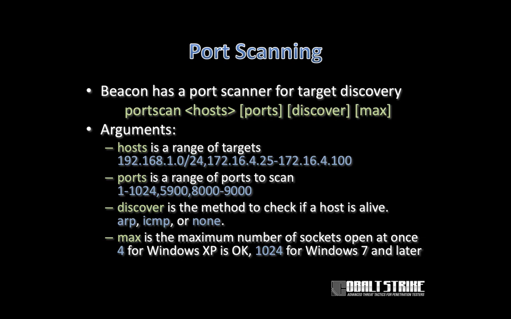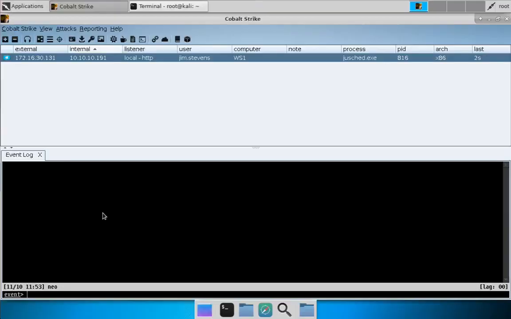And it's kind of funny, right? It shows you the age of the tool set when I have to say something about Windows XP. But if you are on a Windows XP or 2003 target, do not use a value higher than 4. Your port scanning will be very spotty. It will fail. You can use 1024 or more for Windows 7 and later. That's absolutely okay.